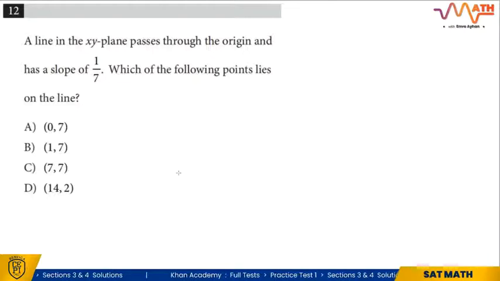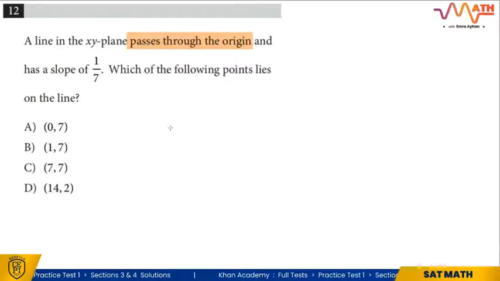Question 12. A line in the xy plane passes through the origin and has a slope of 1/7. Which of the following points lies on the line? We'll use the slope formula here. If you remember the last time, when a line passing through the origin, so y over x will give us the slope. Since it is passing through the origin, be careful, not for all possible lines, just it's a special case. Let me highlight. This is here.